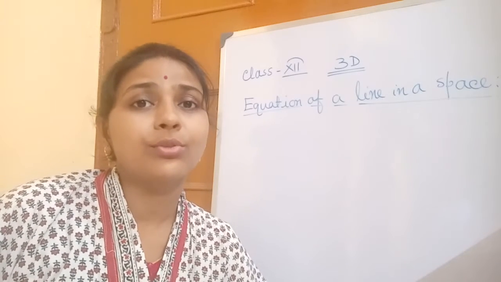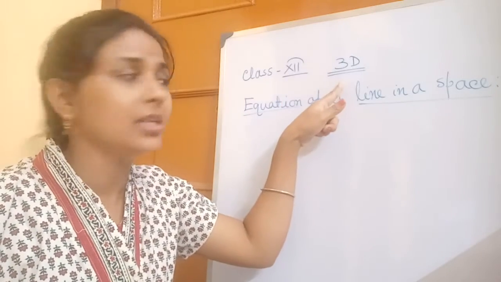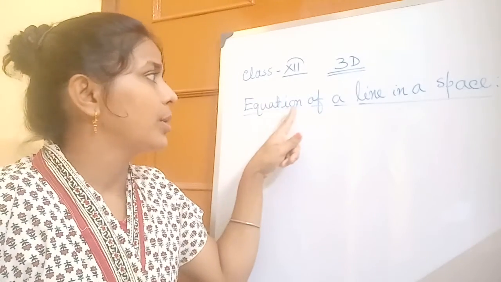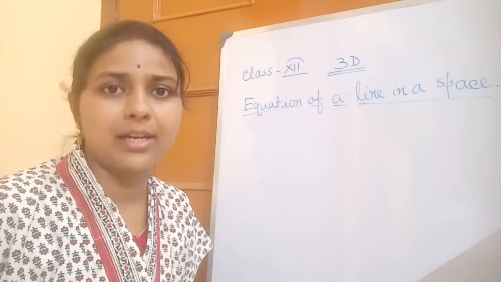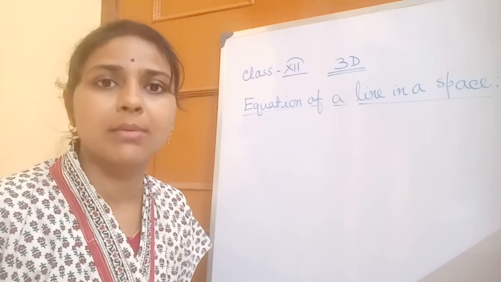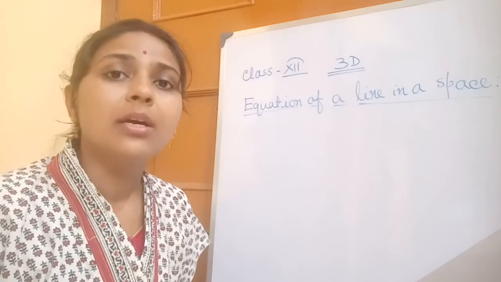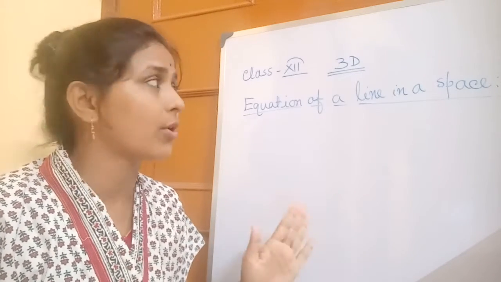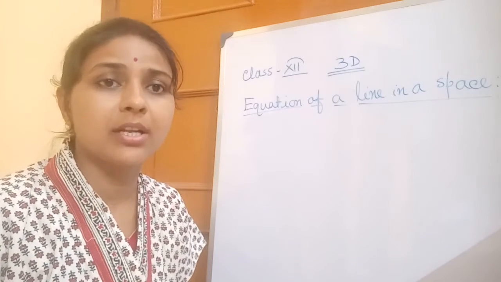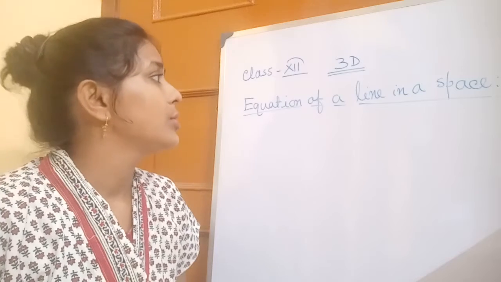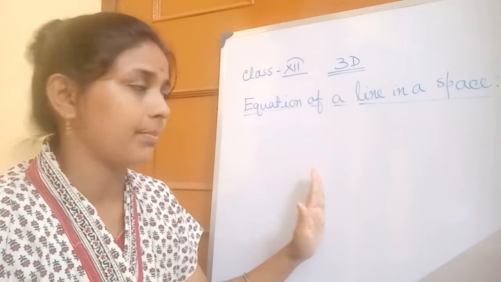Today we are going to discuss class 12, chapter 3D, and the topic is equation of a line in space. Now equation of a straight line, we already have some idea, as we studied it in class 11, but here we will be doing it for three-dimensional geometry, that means three-dimensional space. In class 11 we did the two-dimensional part.